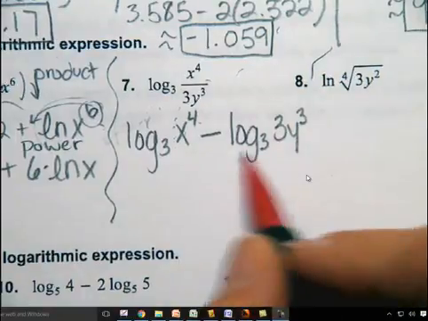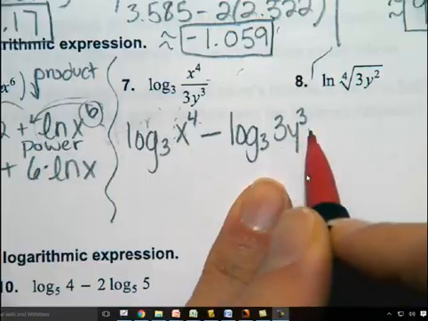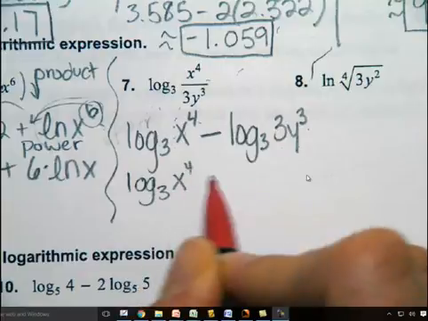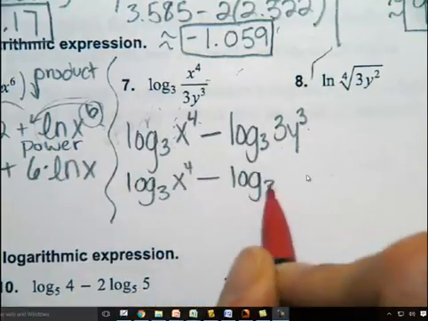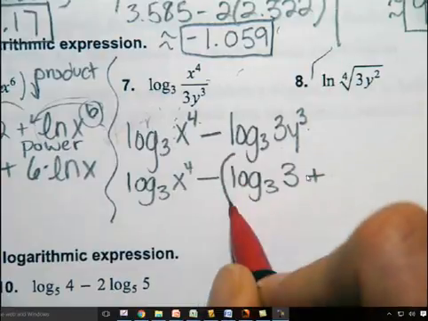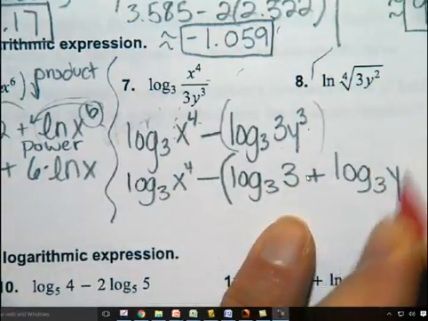But what can I do with this 3y to the third? Well, it's multiplied here. So split it apart again. So we have log base 3 of x to the 4th minus log base 3 of 3 plus, oops, I should put parentheses here, plus log base 3 of y to the 3rd.